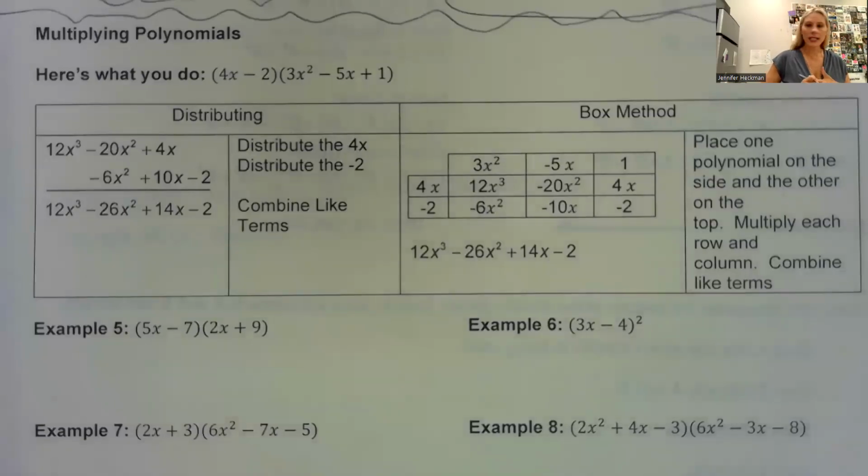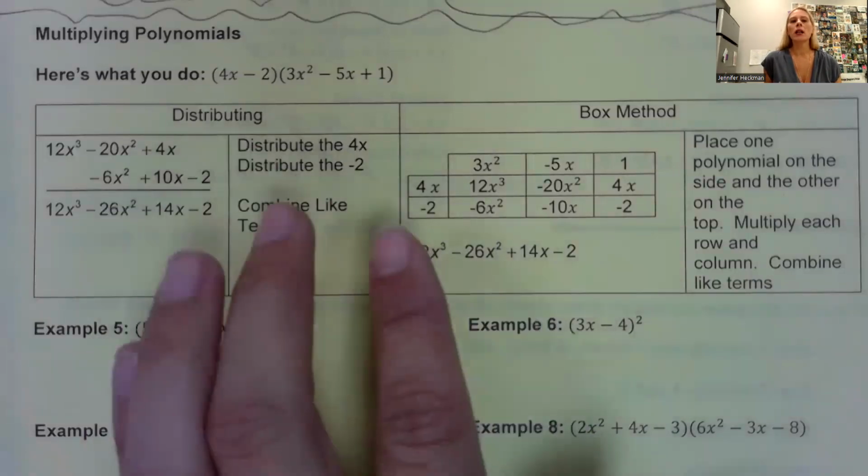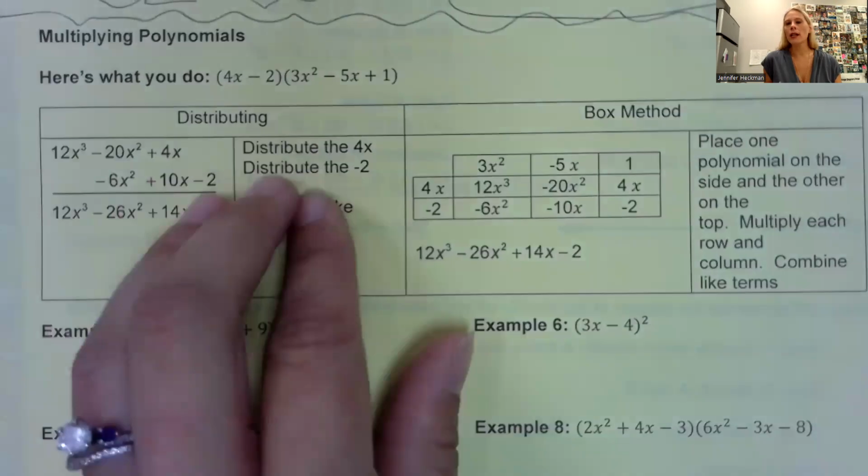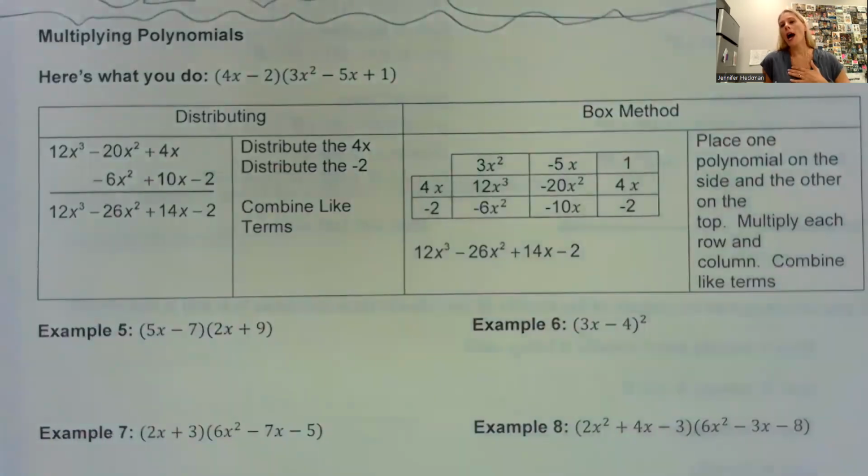Hey guys, so today we're going to be multiplying polynomials, and I'm going to give you multiple ways in which we can do this. But really, you can pick whatever way works for you and then go for it. Okay. Now, there are two examples here with distributing and the box method. I'm going to stick with the box method right now because I think it's a little bit more organized, but you can do what you need to do.